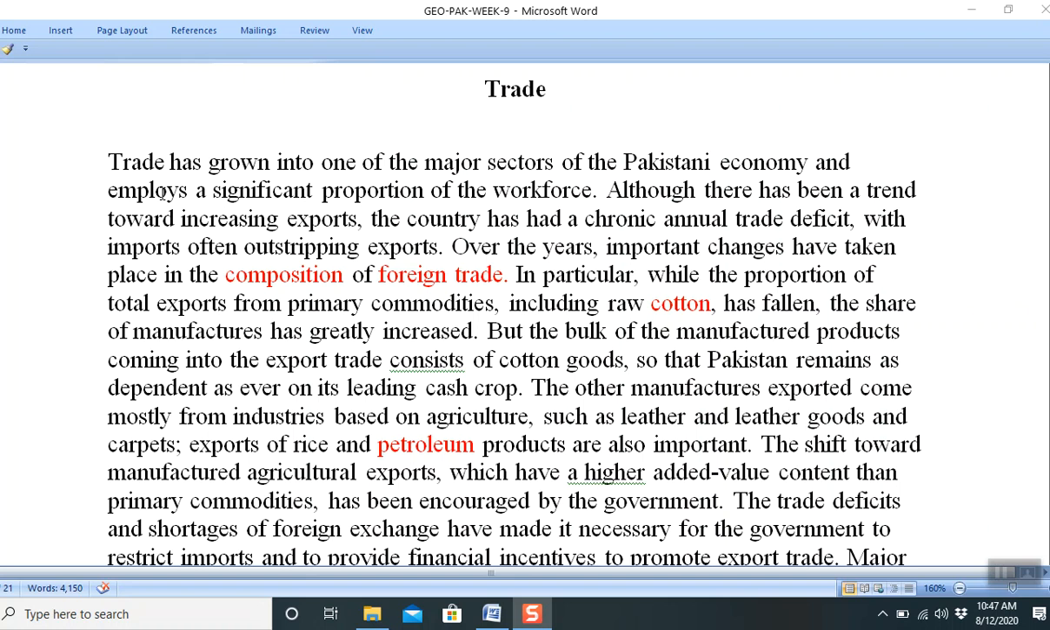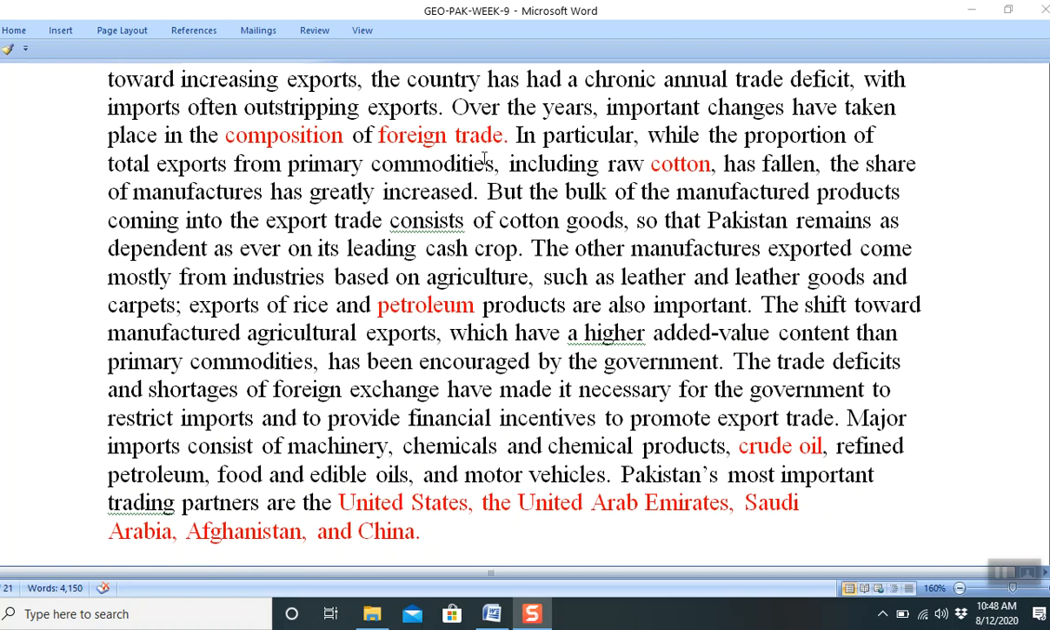Let's read this and then we will explain it. Trade has grown into one of the major sectors of the Pakistani economy and employs a significant proportion of the workforce. Although there has been a trend towards increasing exports, the country has had a chronic annual trade deficit, with imports often outstripping exports. Over the years, important changes have been taking place in the composition of foreign trade.